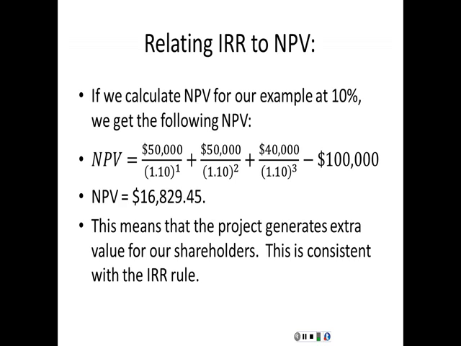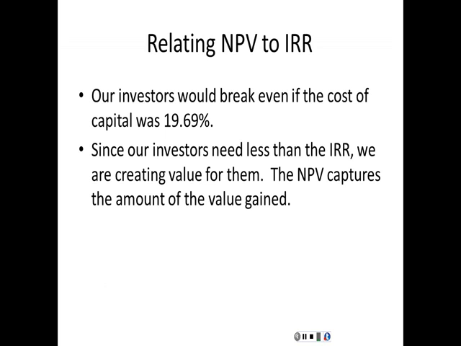Just relating the IRR back to the NPV, if we were to calculate the NPV at 10% and discount the cash flows, we get a positive NPV of $16,829. This means that the project generates extra value for our shareholders. So in other words, it generates beyond a 10% return, which is consistent with the IRR rule. Keep in mind, the IRR is the highest or the largest financing cost we could accept and still do the project.